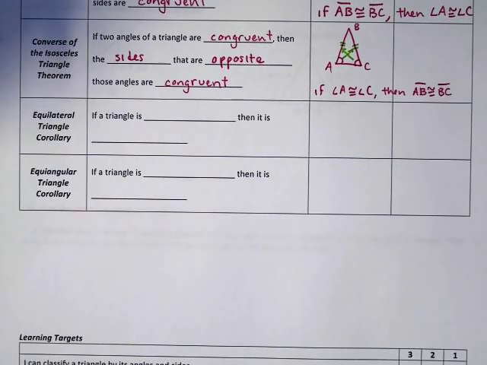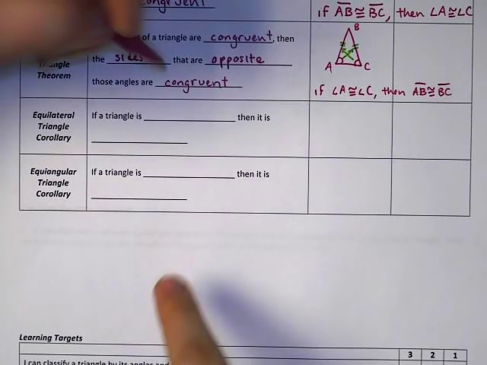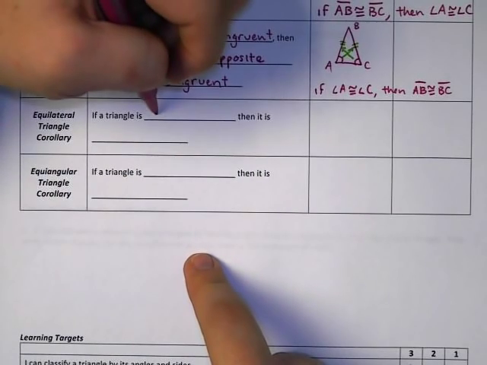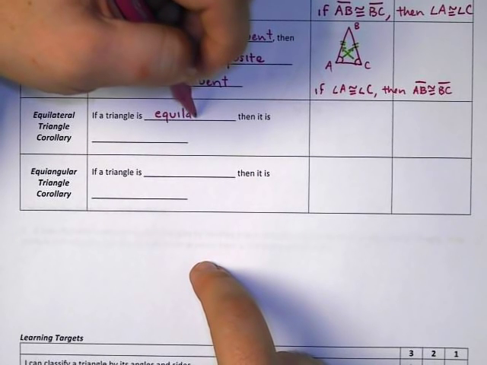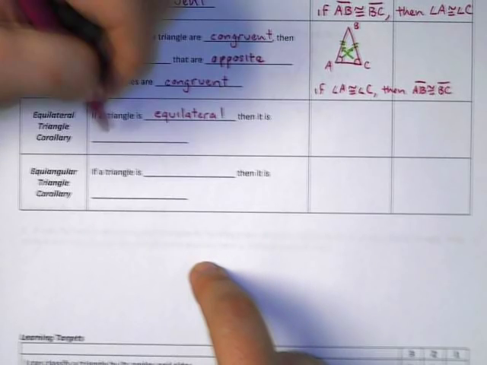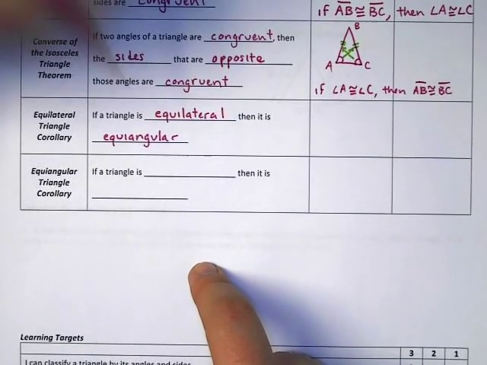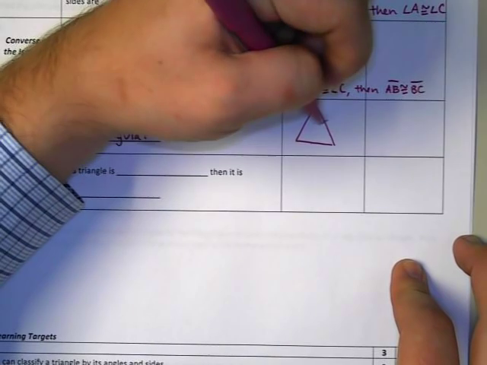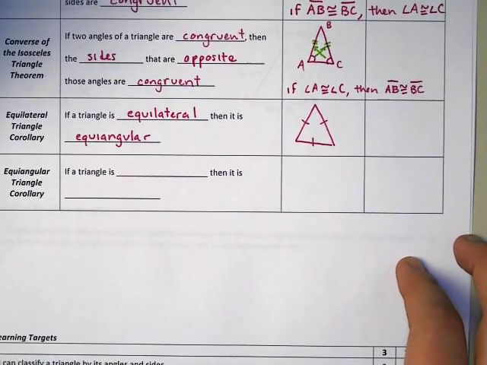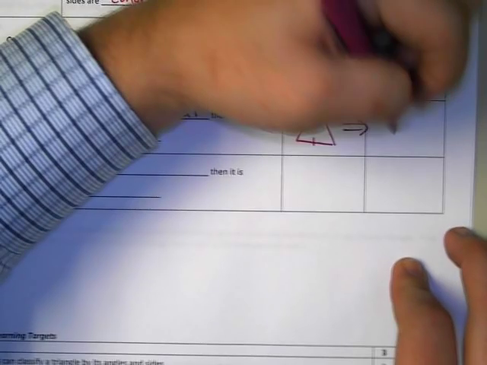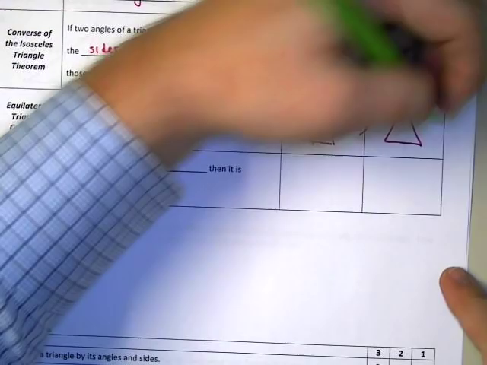This is boring. Alright, equilateral triangle corollary. If a triangle is equilateral, then it is equiangular. Alright. So basically it's just saying if we know that all the sides are congruent, then we know that all the angles are also congruent.